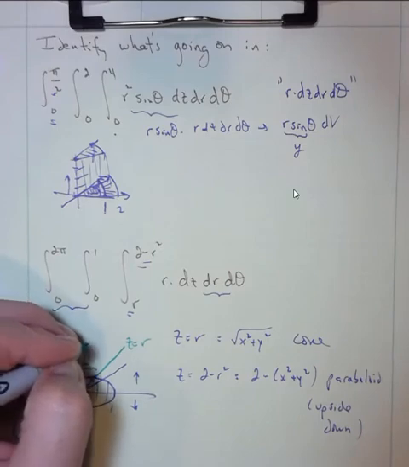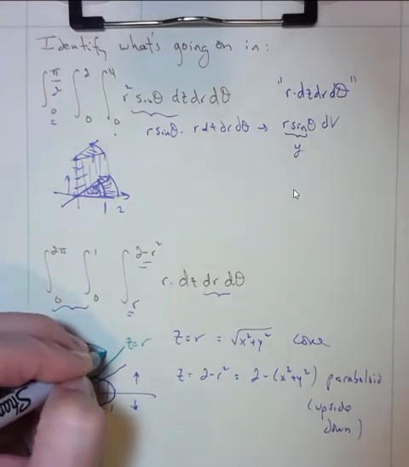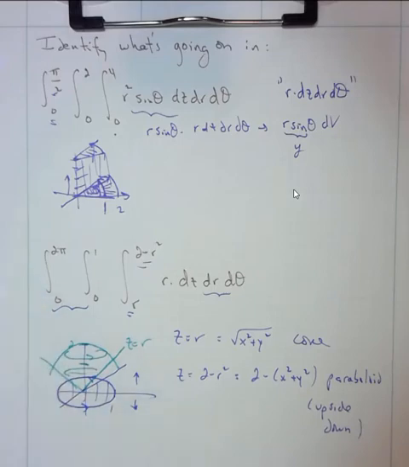And then here's z equals 2 minus r squared, that upside down paraboloid. And again, we're going all the way around because theta goes from 0 to 2 pi. And so if I pick one last color, this diagram is already cluttered, but I'm going to do my best.